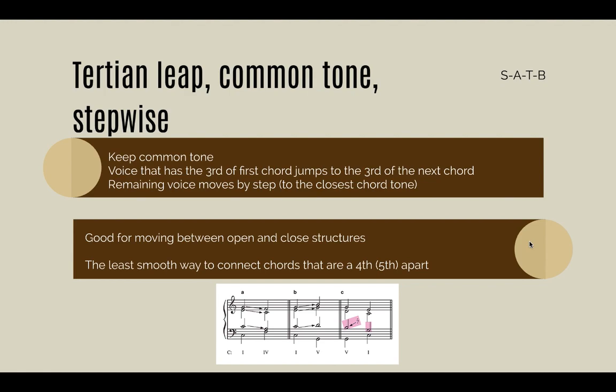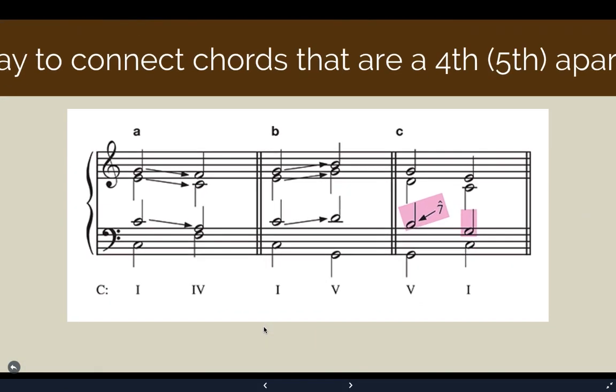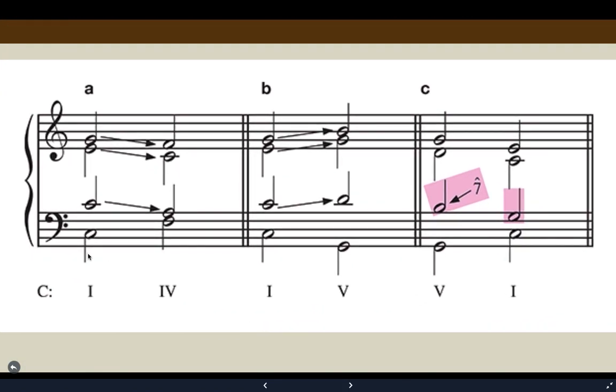The voice that has the third of the first chord is going to jump so that it is sounding on the third of the next chord. And then the last voice is going to move by step to the closest chord tone. Typically, we're going to want to move it in the opposite direction of the bass, but it doesn't always work out that way. So let's take a look at what this looks like in context.